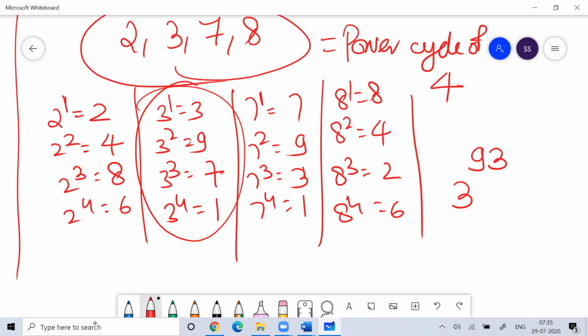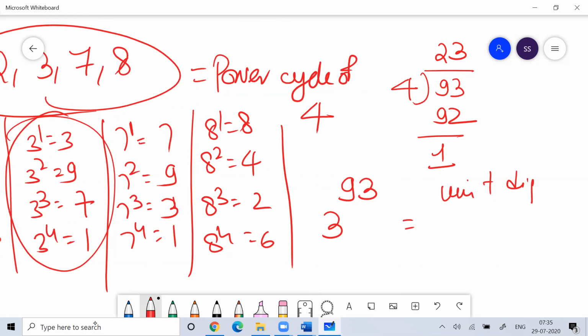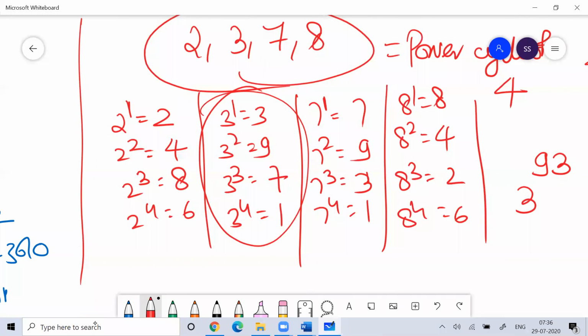Whenever you want to know the unit digit, you divide the power by 4 and see the remainder. What remainder will you get? 1. Because the remainder is 1, the unit digit would be 3. So you divide that power by 4. If you get the remainder 1, in case of 2, the answer is 2. If you get the remainder 2, the answer is 4.